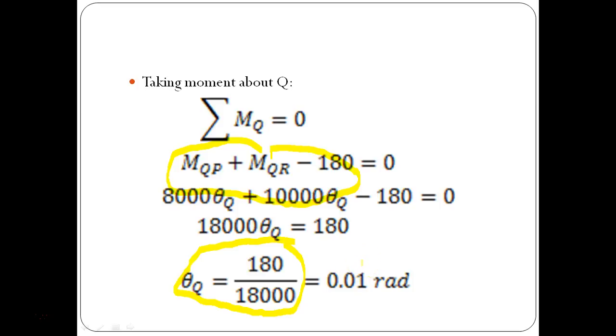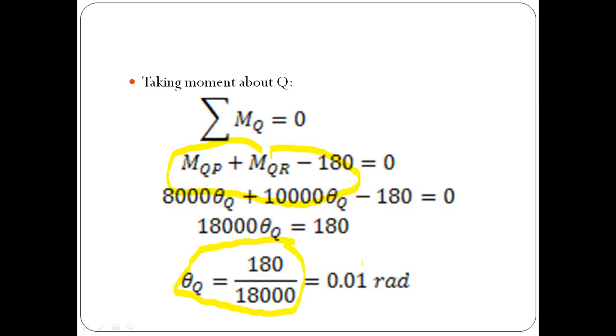We want the final answer to 2 decimal places and in radian. So this will be the final answer, 0.01 radian. What we have done is calculate the fixed moments for the slope deflection equation. We considered the two spans QP and QR, and accordingly we found theta Q, which is required, in radian up to 2 decimal places.